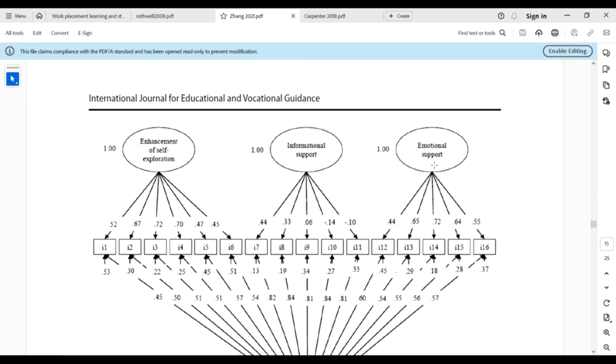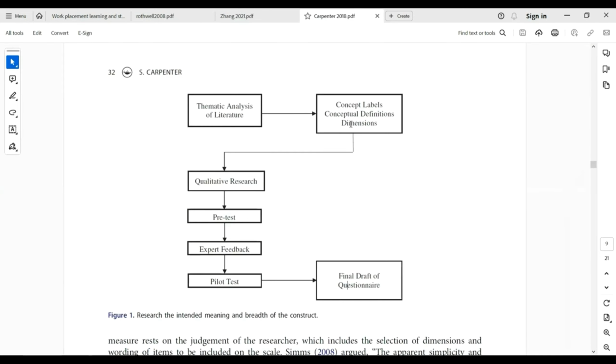Because if you decompose your variable, you have opportunities to explore more, make more contributions to knowledge than measuring just career-related teacher support. So in this case, you can see that from career-related teacher support as the actual variable, the researcher Zhang was able to decompose it into 3 factors or 3 dimensions. Okay? Carpenter talks about the importance of dimensions. So you might need to take your time to read through the paper.